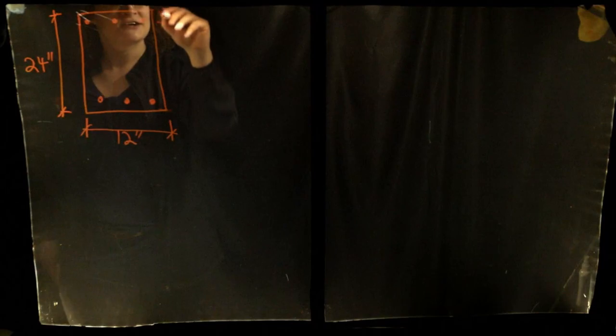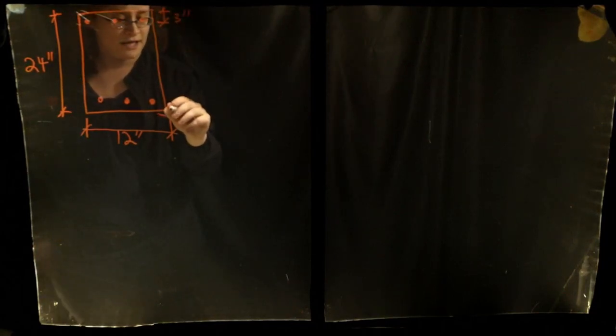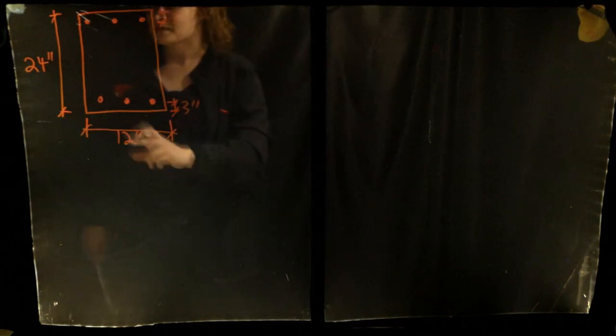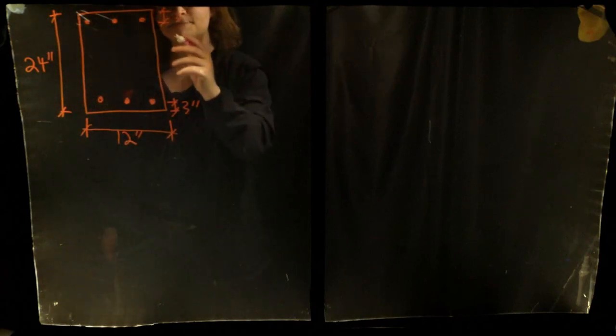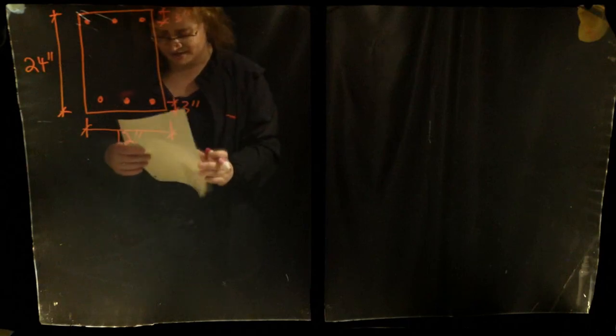So let's go ahead and put some distances on here. This is going to be 3 inches, and this is also going to be 3 inches. So we have a rectangular concrete beam. It has a total height of 24 inches, a width of 12 inches, and then we have compression steel at the top and tension steel at the bottom, each positioned 3 inches from the center line of the steel to the outer surface of the beam face.